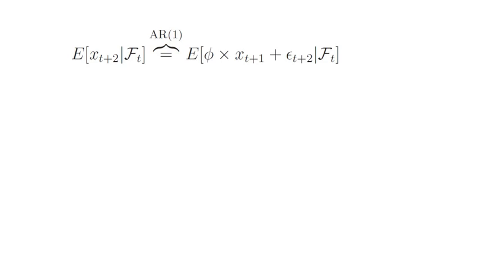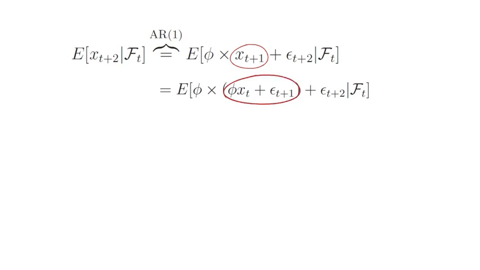Now rewrite xt plus 1 by its AR1 structure. So you substitute, instead of xt plus 1, phi xt plus epsilon t plus 1. All of that gets multiplied by the phi, and you keep adding the epsilon t plus 2. Now multiply out everything, and you end up with the expectation of phi squared times xt plus phi epsilon t plus 1 plus epsilon t plus 2. Everything in the expectation. Now these are conditional expectations as of Ft.